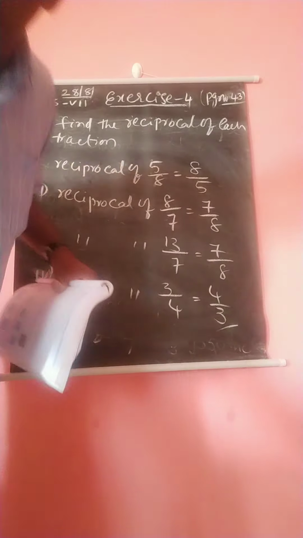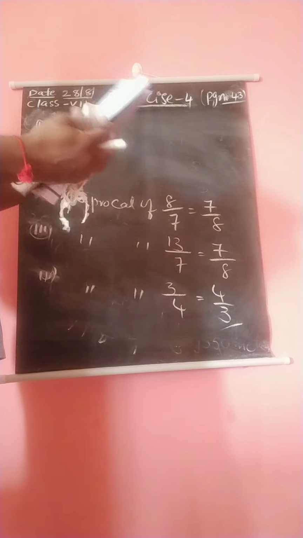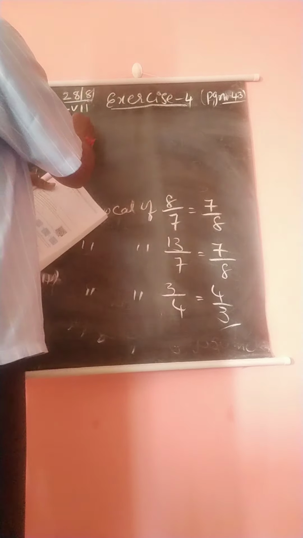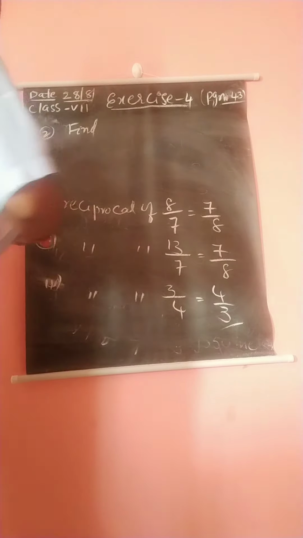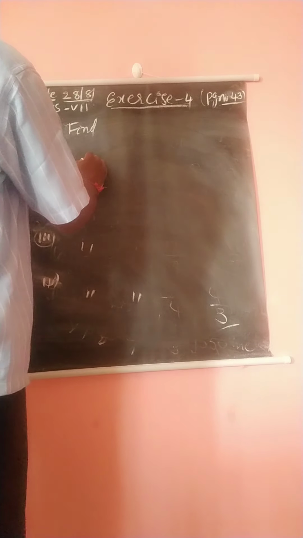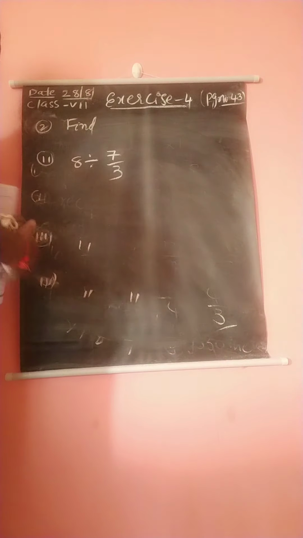What is given there? Second Roman. Find. There are 4 problems there. I will go for the second and third one. Second one: 8 divided by 7 by 3. 8 divided by 7 by 3.